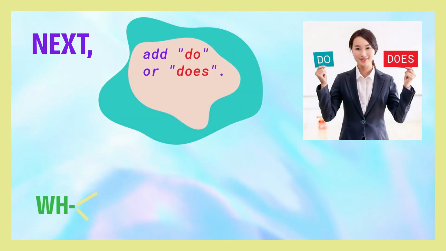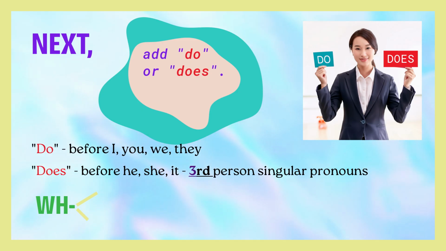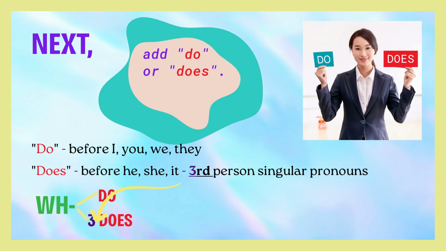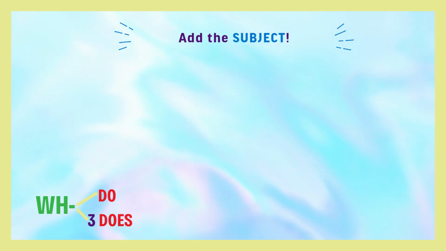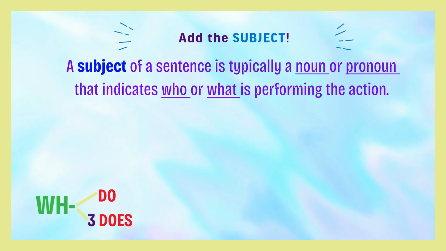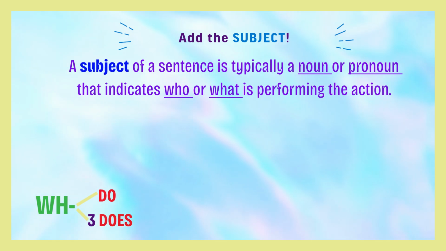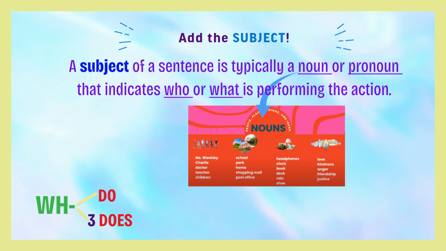Next, add do or does. Do before I, you, we, they. Does before he, she, it. Third person singular pronouns. Add the subject. A subject of a sentence is typically a noun or pronoun that indicates who or what is performing the action.